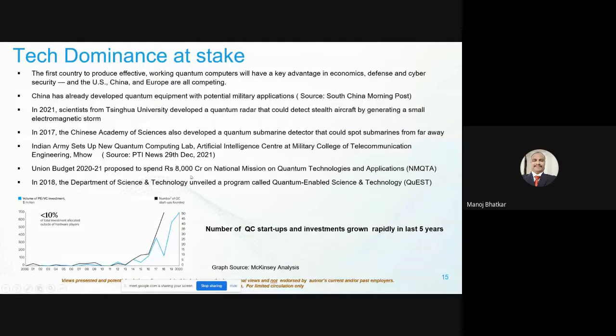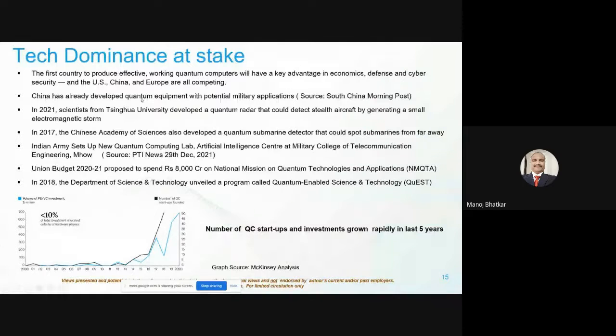Why is it important? Because it is tech dominance. Why are the US and China fighting for that pole position, the first position, right, in quantum computing history? Because the first country that produces an effective working quantum computer will have a key advantage in economics. We will see how when we deal with finance use cases, in defense, and in cyber security. US, China, and Europe all are in the competition. Europe is also spending money like anything just to get themselves ready for this quantum computing phenomenon.